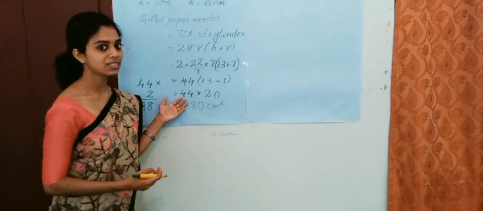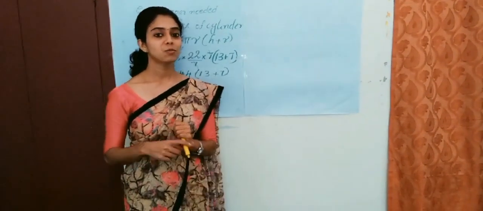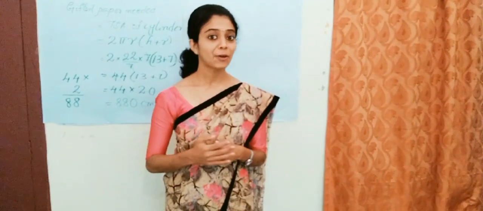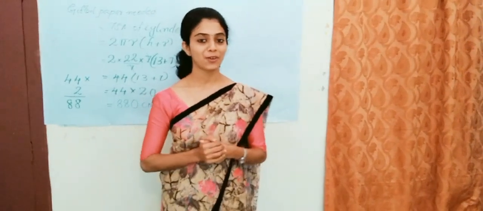All of you understood it? Now let us move on to the homework question. The question is: find the total surface area of a cylinder with radius 14 cm and height 36 cm. I hope all of you have written down the homework question.